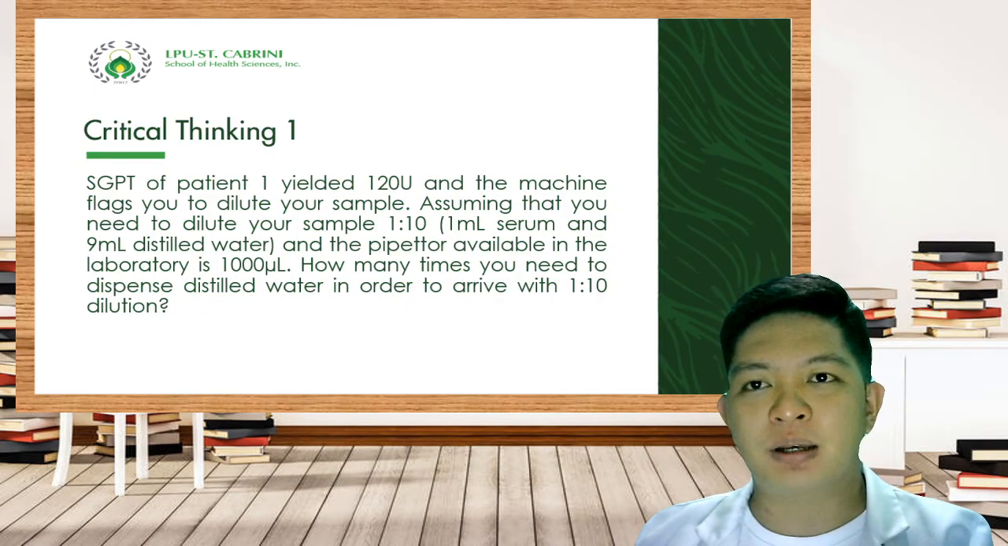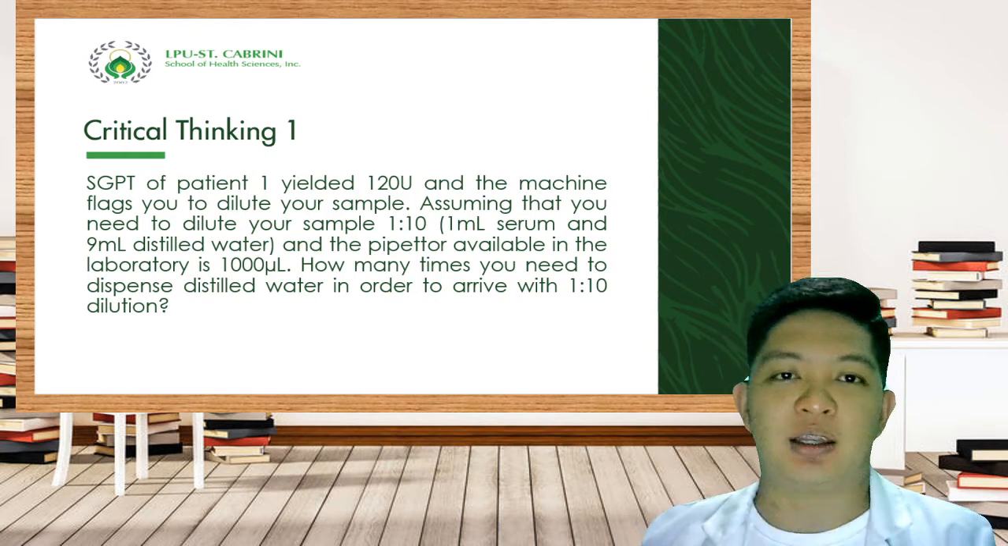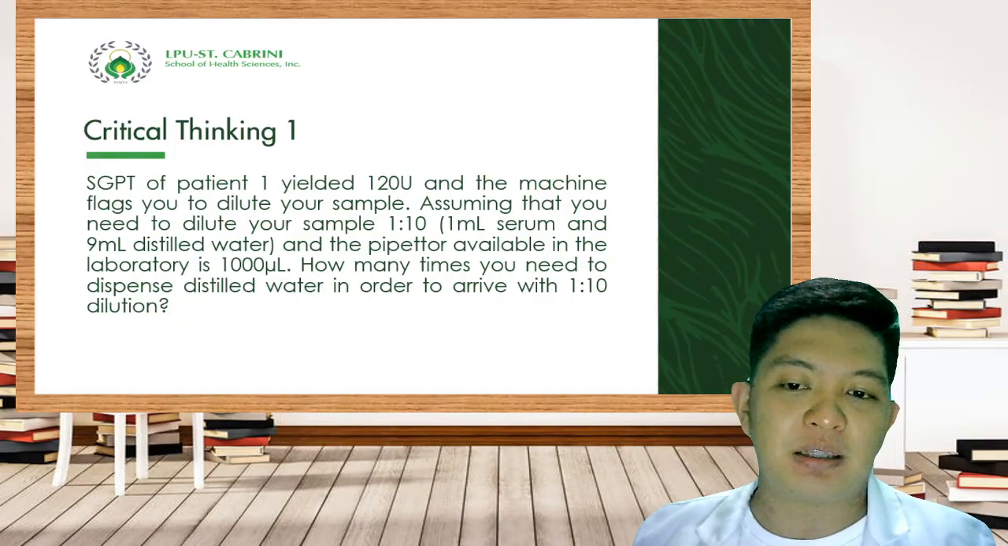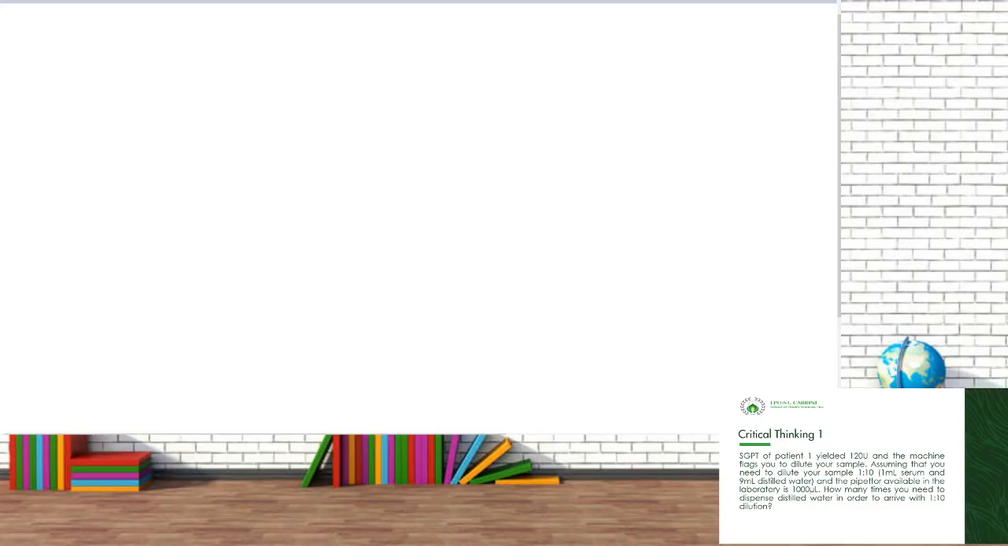Okay? And of course, you have to check it. You have to compare it with the previous result. And what does it mean? What do we call in comparing the value of our previous result and our present result? Guys, remember that is what we call delta checking. Okay? That is what we call delta checking.